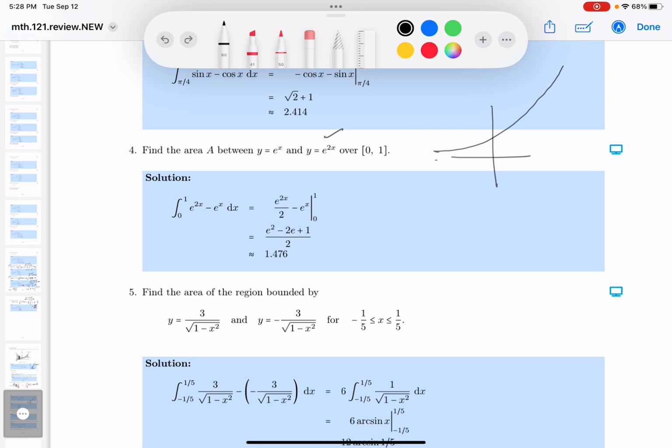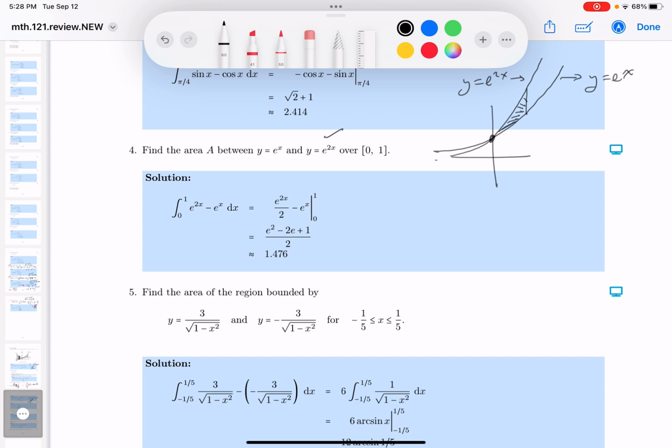To the left of 0 would be below it, but to the right of 0, it's going to go above it. All right, so this curve over here is y equals e to the x, and this curve over here is y equals e to the 2x. All right, now what are they doing? They're going between 0, this thing over here, and 1. All right, so this is the region they're talking about. That's all we're thinking about.